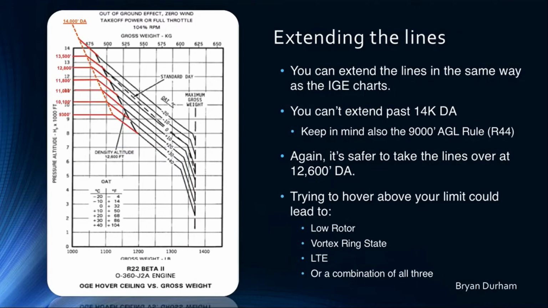Now, same concept with extending the lines. You can extend the lines, but you cannot do it past 14,000 foot density altitude. Again, it's safer to take the lines over at 12,600 DA. The student has to understand that. If you try to hover above these limits, it could give you low rotor, you could get yourself into vortex ring state, LTE, or a combination of all three if you're having a really bad day. It's still the same density altitude that the chart stops at, but this is something that they need to have drawn in their book, and they need to be able to explain why we have these.